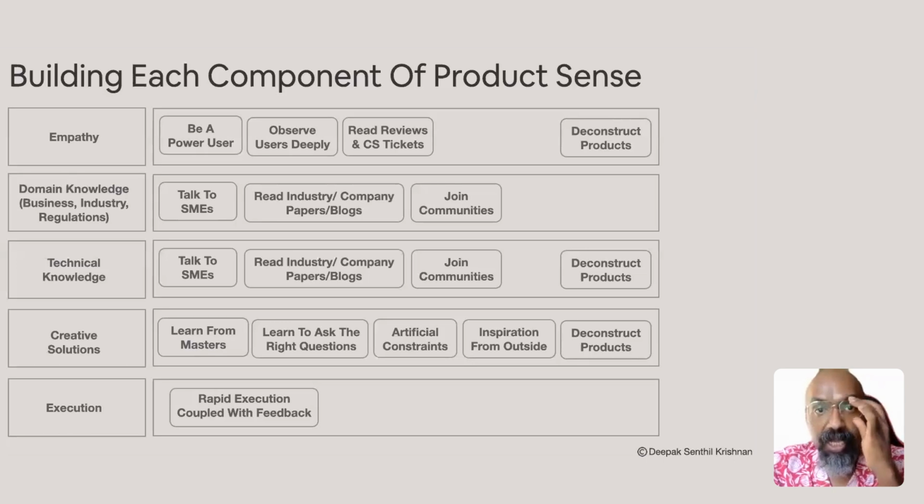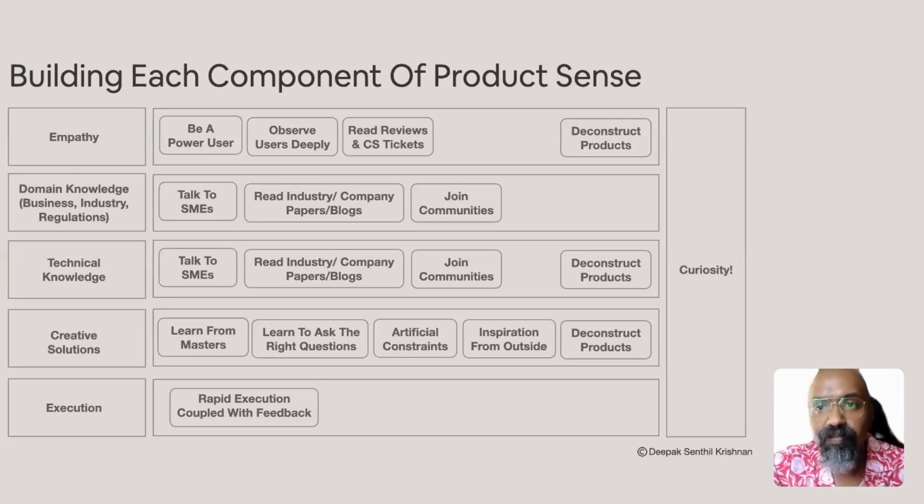But before that, I think there is a particular trait that is supremely important. And that trait is curiosity. None of this is possible if you're not fundamentally curious. If you're not curious, you're not going to bother going and speaking to an SME. If you're not curious, you're not going to take the effort to join a community. If you're not curious, you will not have the passion to pick up a product, deconstruct it, and learn it. So you need to build that innate curiosity.